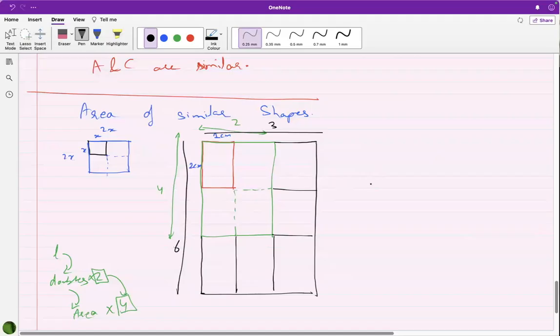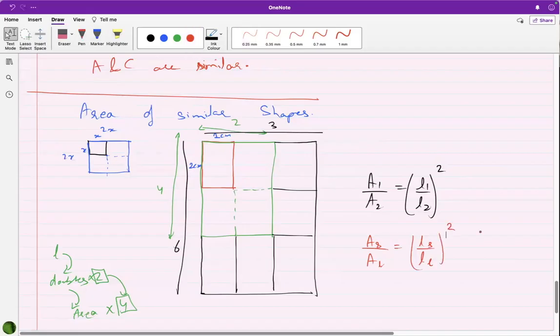Very good. So this is the relation. Area of first figure over area of second figure is equal to length of first over length of second, whole squared. Some people understand it better this way: A1 by A2 equals L1 by L2, squared. I've used it all my life. And some students understand it this way: area of smaller divided by area of larger is equal to length of smaller divided by length of larger, squared. Both are completely acceptable.